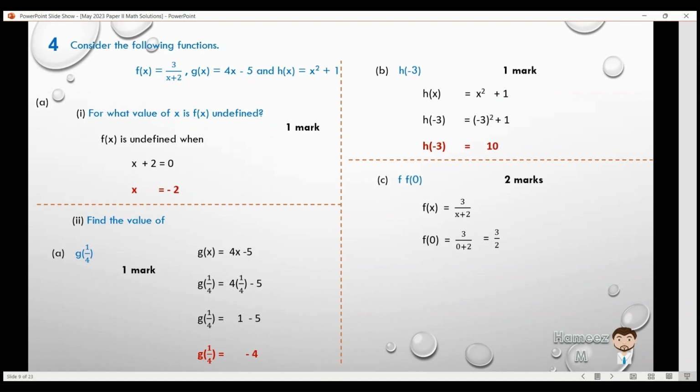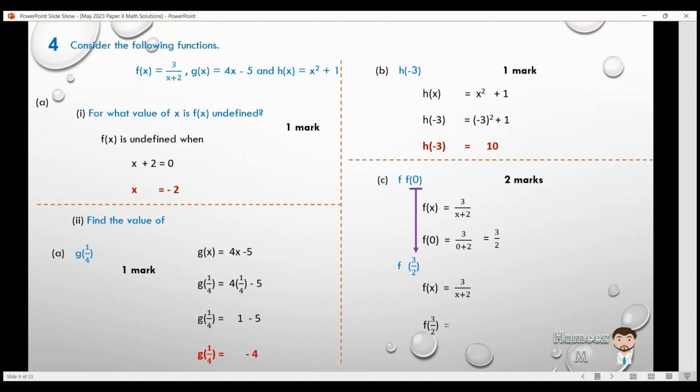This sort of works backwards from right to left. Then f of 0 is 3 over 2, so we can replace that. So it'll be f of 3 over 2. Let's write the function again, and our input now is 3 over 2.